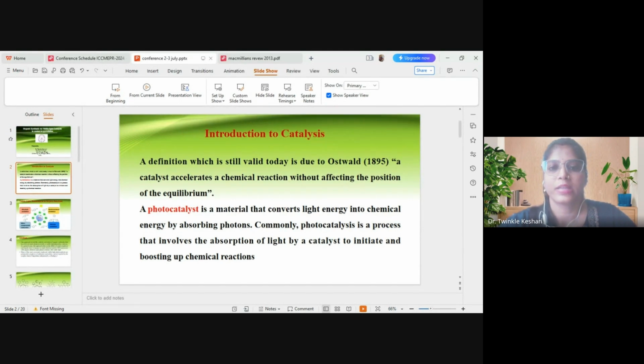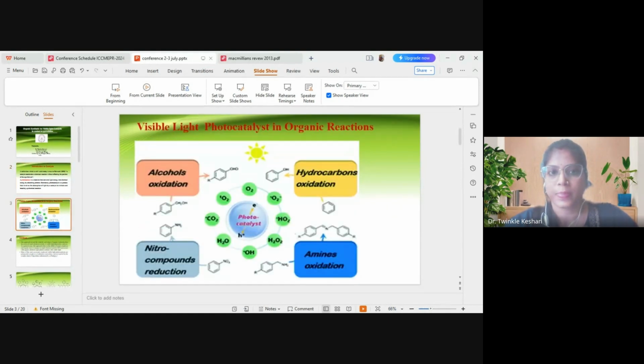So we all know about catalysis. What is catalysis? We know the definition that a catalyst accelerates the reaction without undergoing any change. Here we are talking about a photocatalyst, which is a material that converts light energy into chemical energy by absorbing photons. Commonly, photocatalysis is a process that involves the absorption of light by a catalyst to initiate and boost chemical reactions.